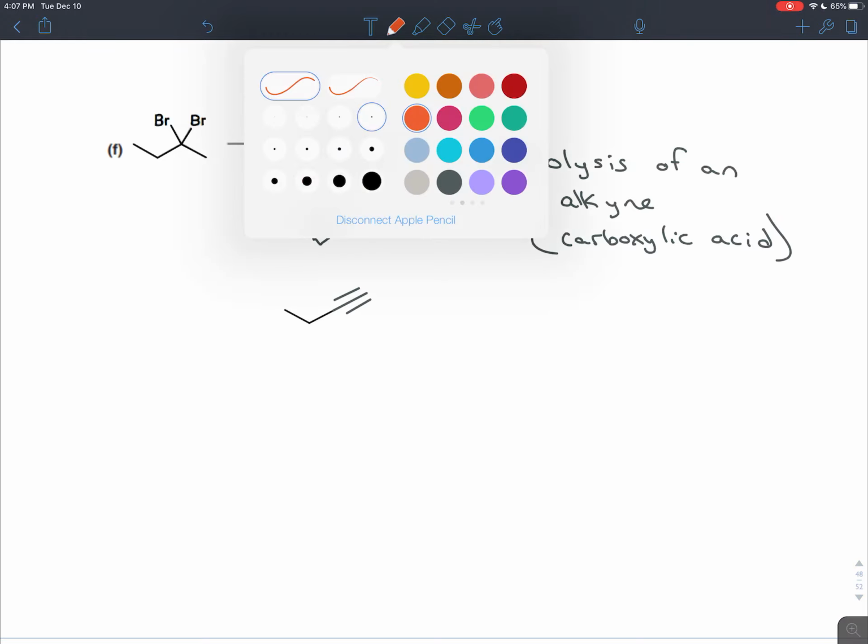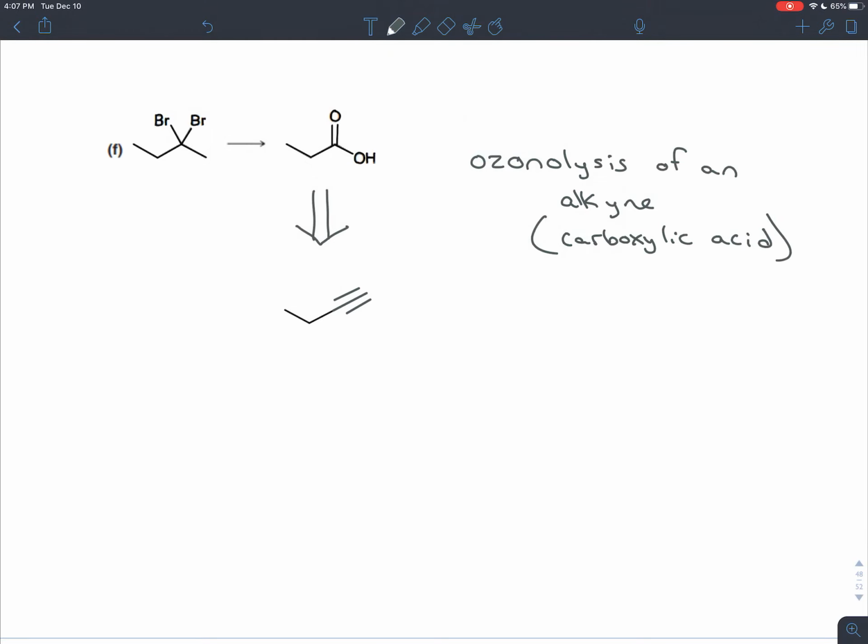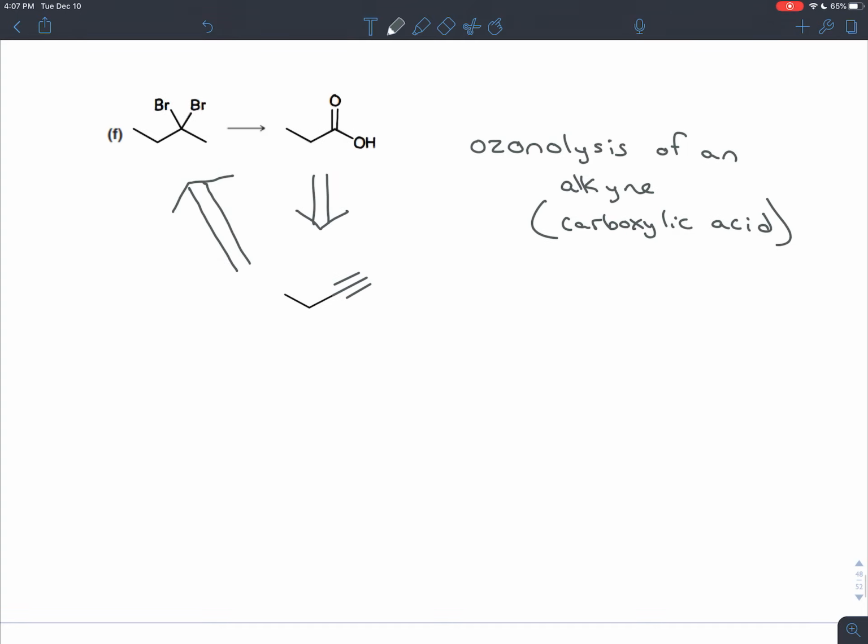But how can we make that alkyne? Well, look at the original molecule we have. We could make it from a geminal dihalide. We would just have to do elimination reactions. And that's it. So let's turn these retrosynthetic arrows around and think about the specific recipes we'd have to use.